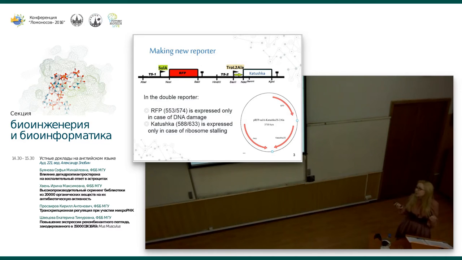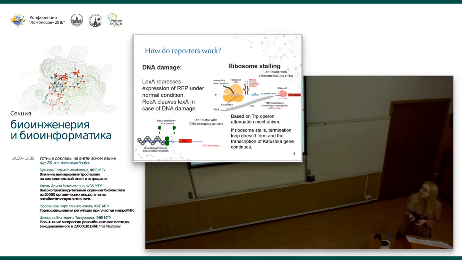This is our new reporter. In the new reporter, RFP is expressed only in case of DNA damage, and a fluorescent protein called Katushka is expressed only in case of ribosome stalling. And at this point, you may ask yourself, how exactly do these reporters work? Well, the translational reporter's mechanism of work is based on the tryptophan attenuation mechanism. The region here was modified in a way that it became insensitive to tryptophan concentration, but stays sensitive to ribosome stalling. So if the ribosome stalls, a termination loop doesn't form, and RNA polymerase can transcribe the Katushka gene.